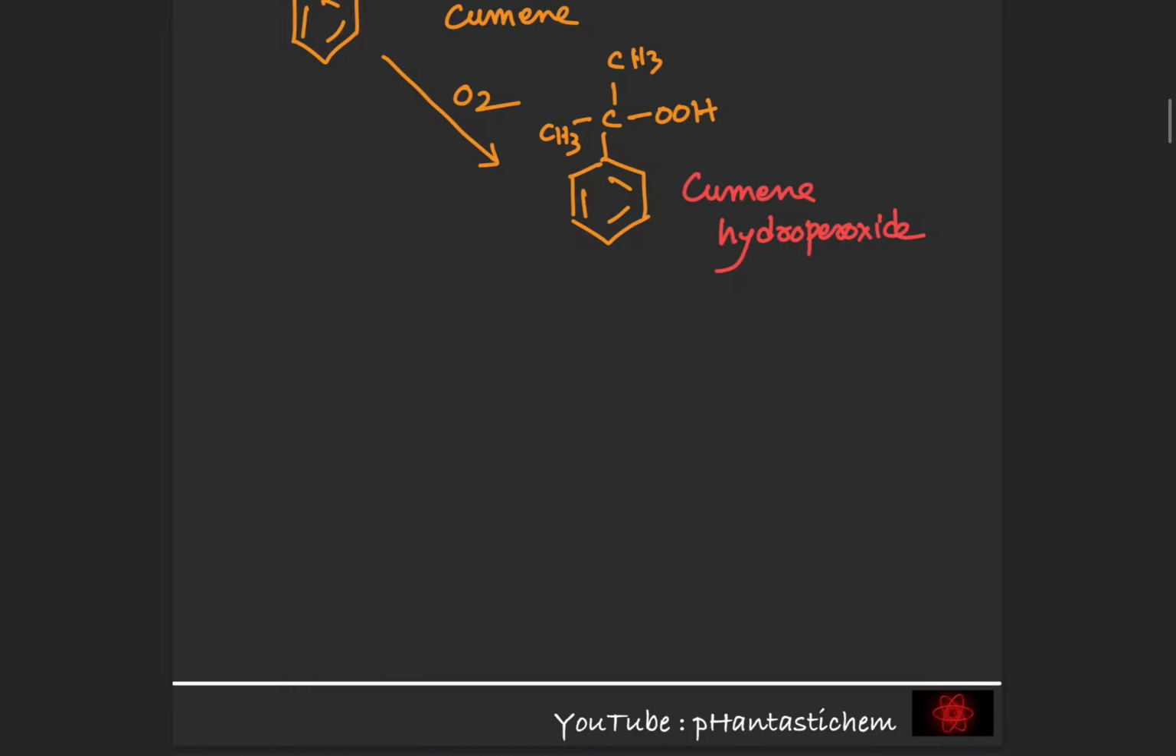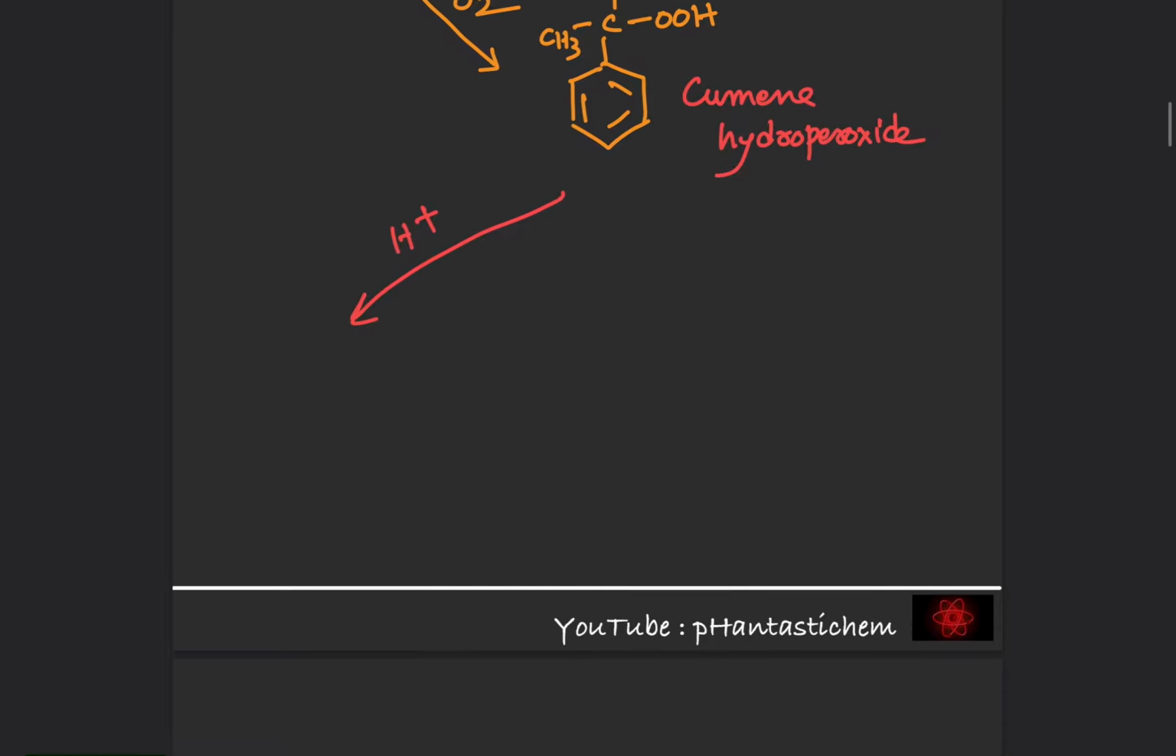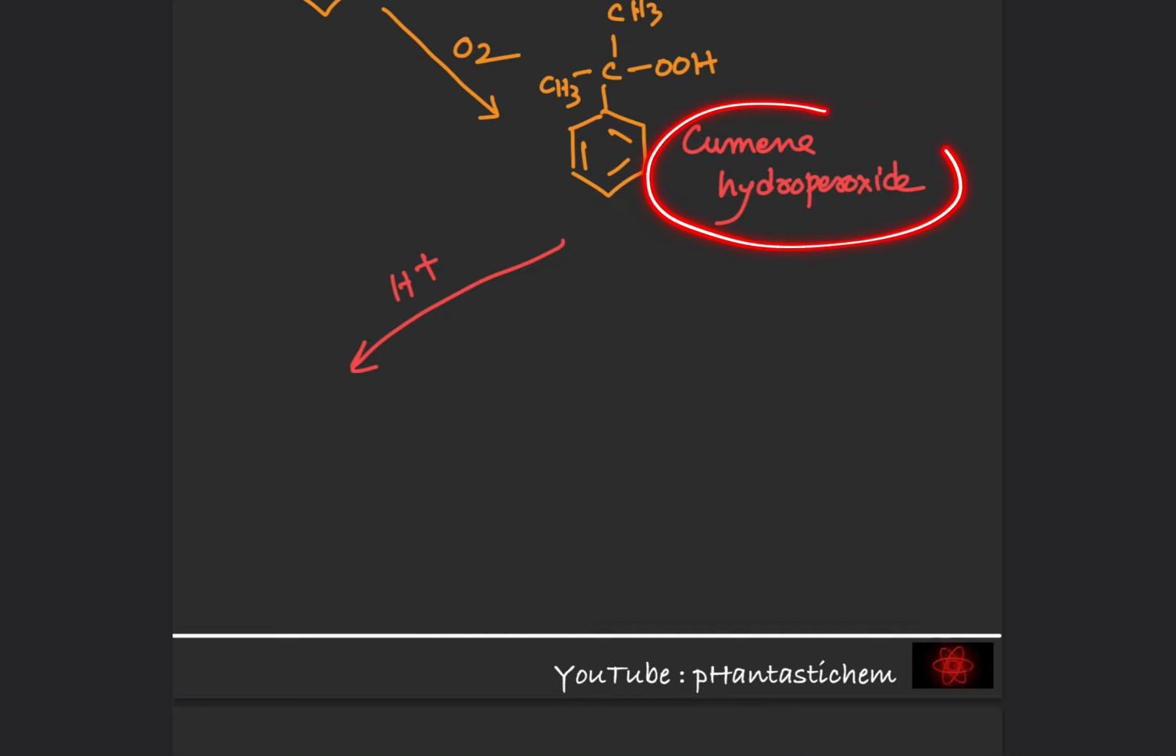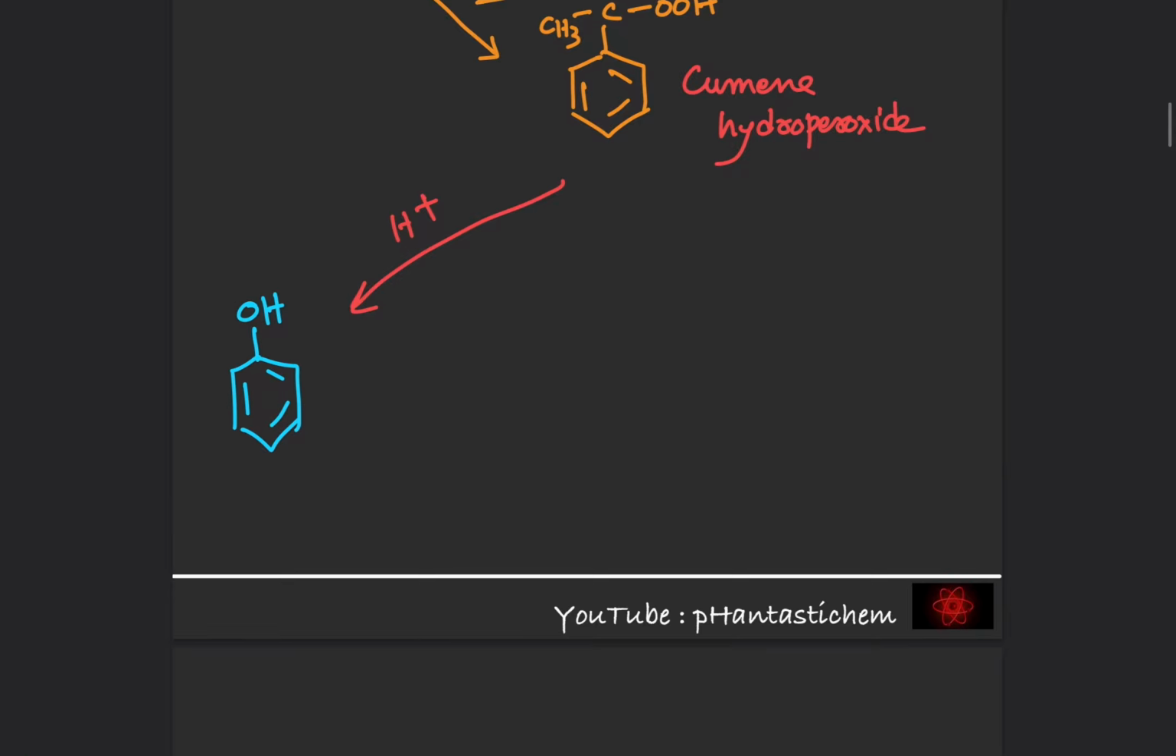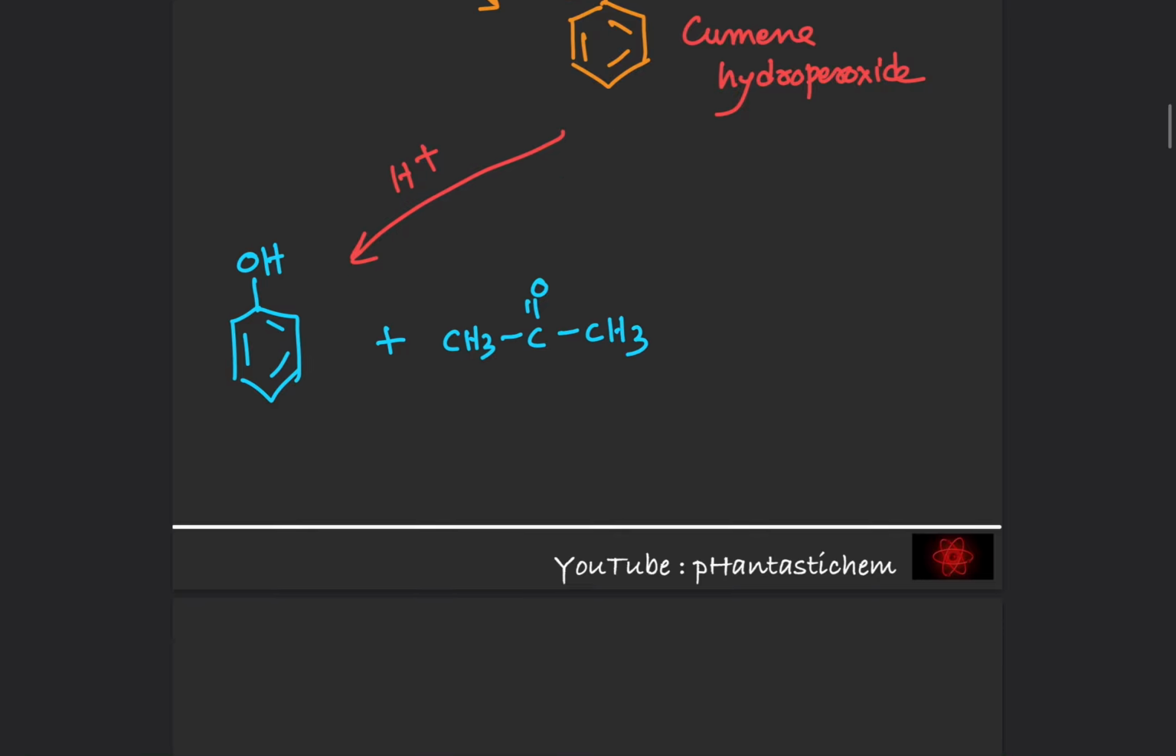Okay, which in the presence of H+, that is this guy, will yield phenol ultimately. So cumene hydroperoxide in the presence of H+ will give me phenol. And also there is a side product CH3C=OCH3, which is acetone. This is our important or the major product, phenol.